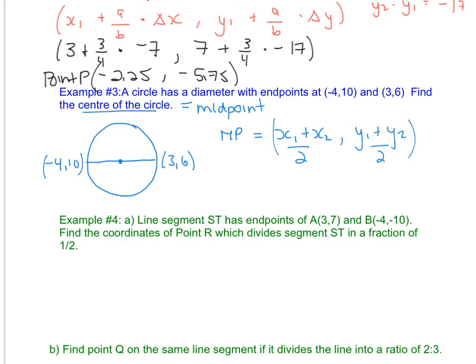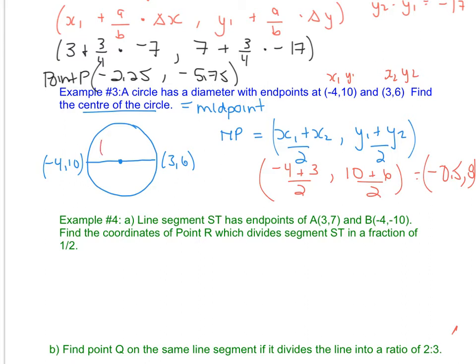Okay, so we got to label our coordinates. So this is my x1 and then my y1, just so I don't get confused. It's going to be my x2 and my y2. So negative 4 plus 3 divided by 2 and 10 plus 6 divided by 2. If I put those together, I should get an answer of negative 0.5 or negative 1/2 and 8. That is the midpoint. So this point right here is negative 1/2 or negative 0.5 and 8. That's the midpoint, the middle of the circle.